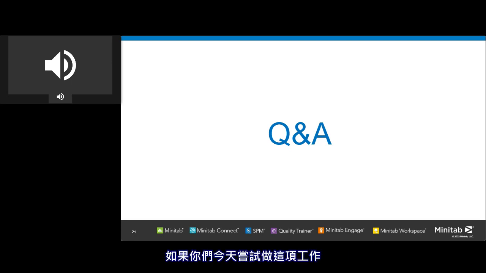Because if you're trying to do this work today and manually move a lot of information, it's probably a lot of work and probably more painful than it has to be. So in that case, real-time SPC is something that you certainly want to get more information on.